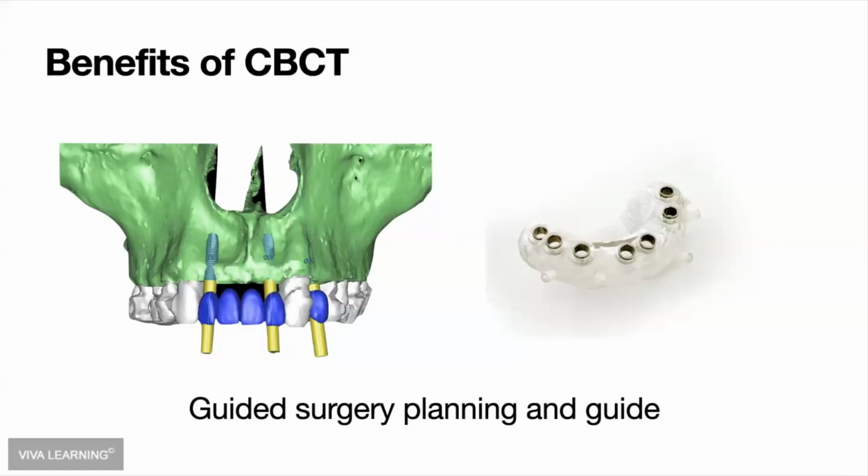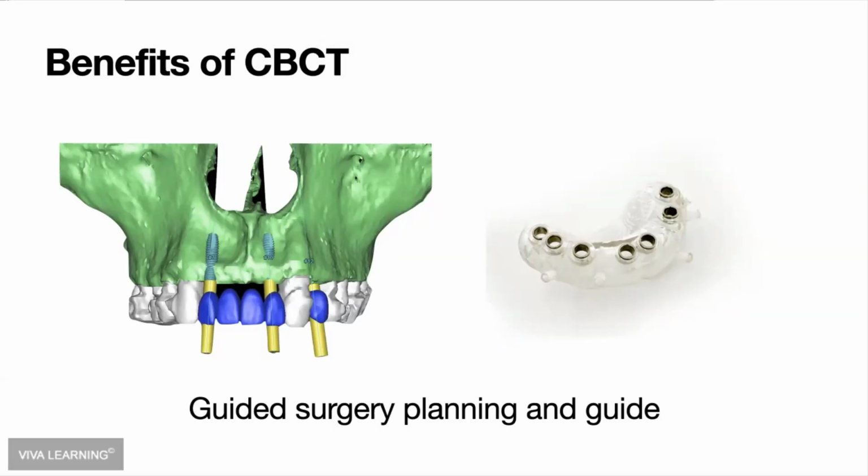Do you have adequate bone? Even if you're not going to be using a guide, do you have adequate bone? What size implant will fit in that space? What's the angulation? All of those things can be determined by simply looking at your cone beam image. And then if you want to, you can get a guide made.